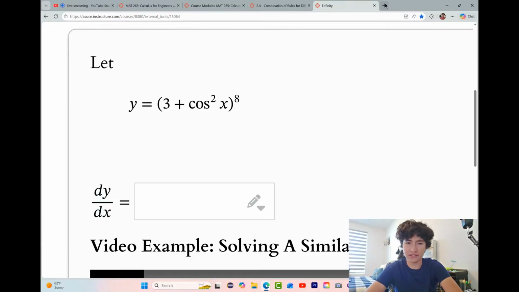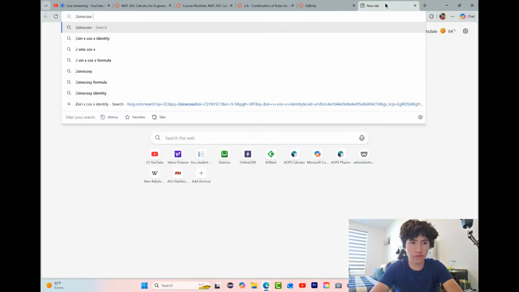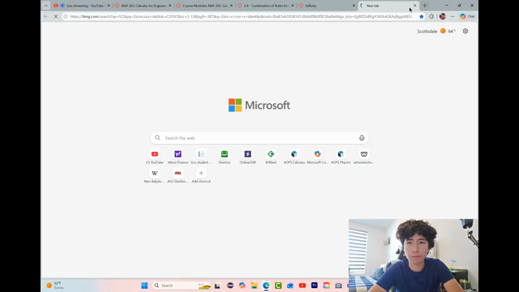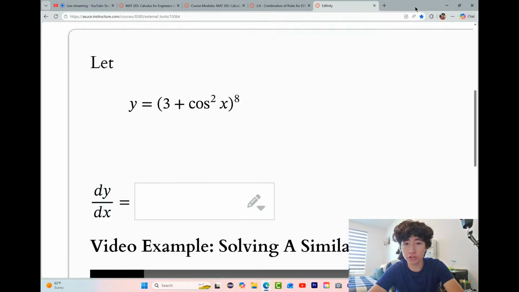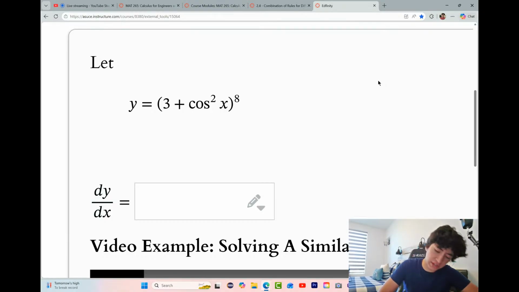What's that identity? 2 sine of x cosine of x identity. That equals sine of 2x. Okay, so hopefully we can utilize that later. Perfect. All right, we got that. Oh, wait, hold on. So we'll get negative sine of 2x. Yeah, I'll just put that right there. I don't know if that's necessary. Probably not. Just in case, though, since we're using that a lot.